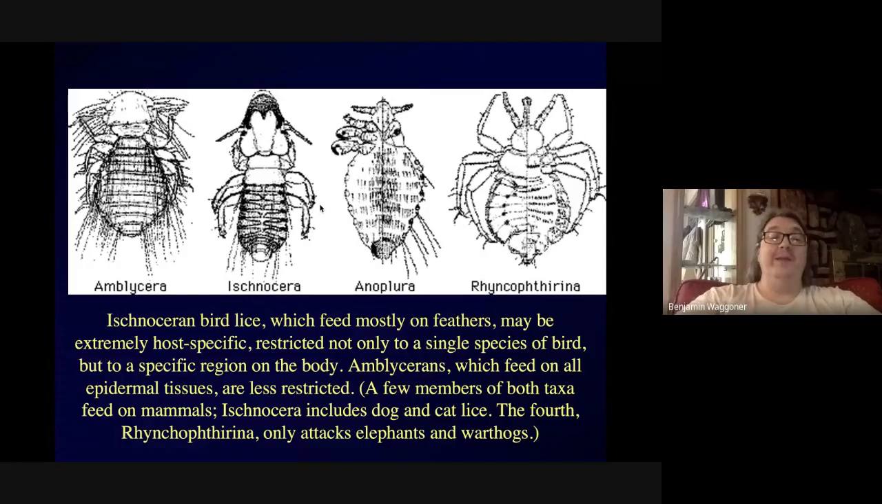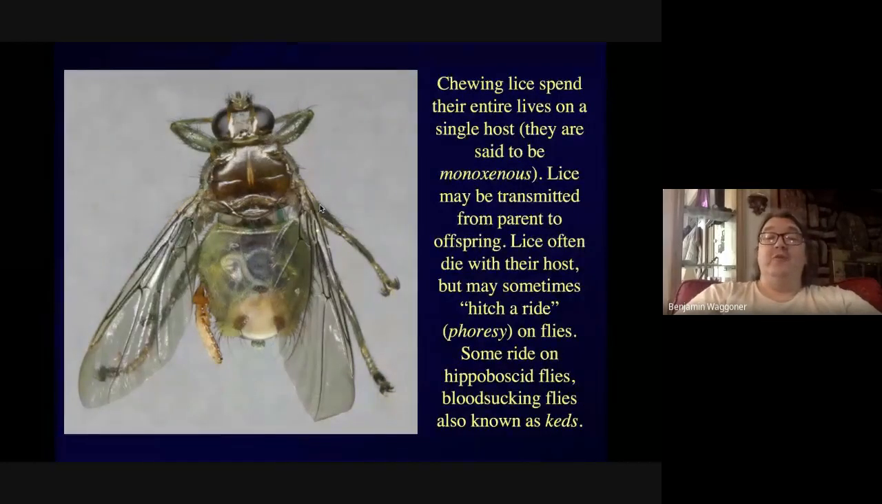Amblycerans tend to be a bit less restricted. Amblycerans will feed on feathers, skin, sometimes blood, sometimes live skin, whereas Ischnocerans are feather specialists. And those chewing lice will spend their entire lives on a single host. And again, we say that's their monoxenous. They can be transmitted from parent to offspring. You know, when mommy bird is sitting on her babies in the nest, some of the lice will hop off.